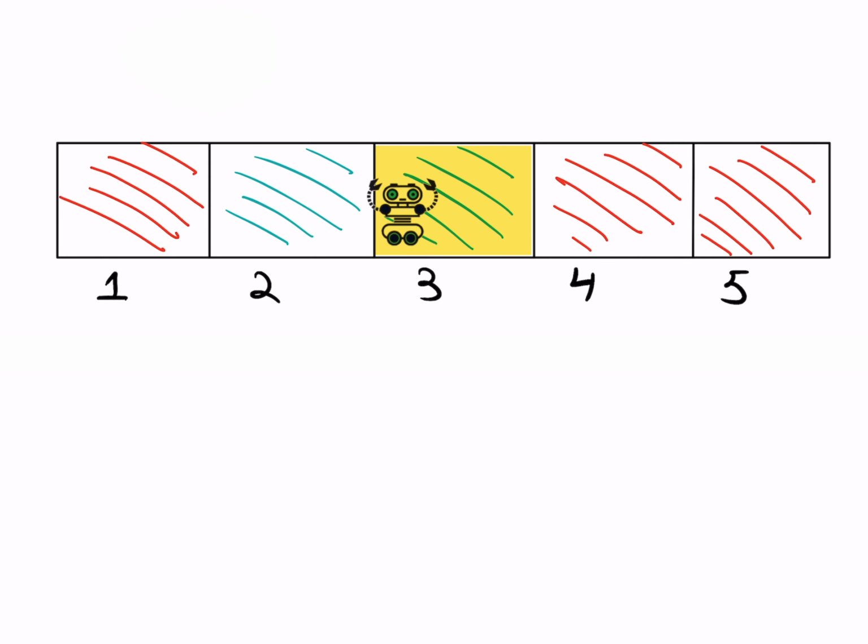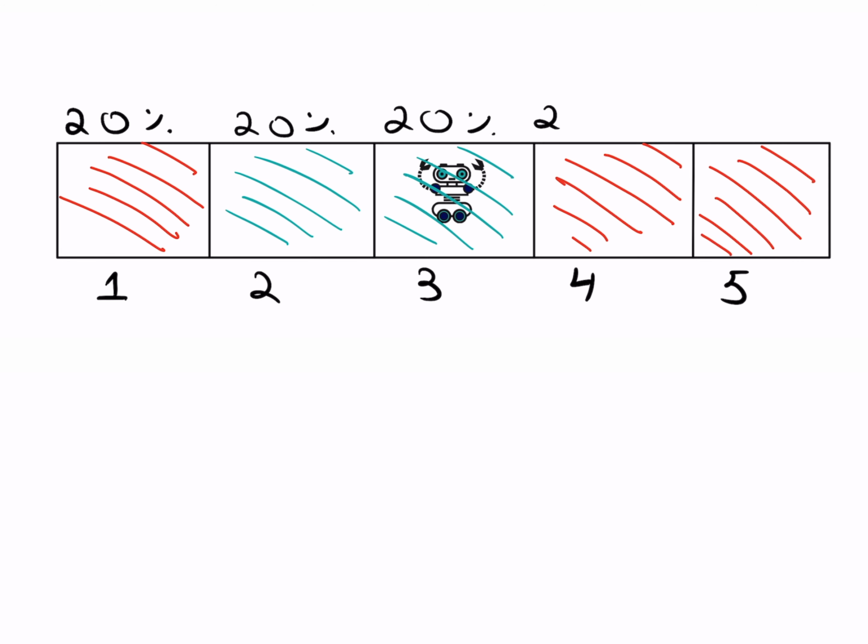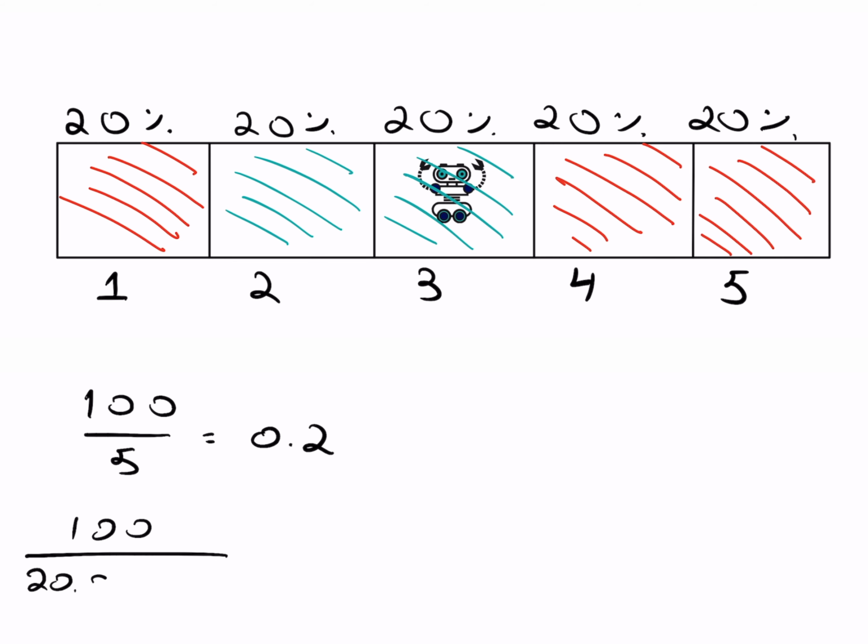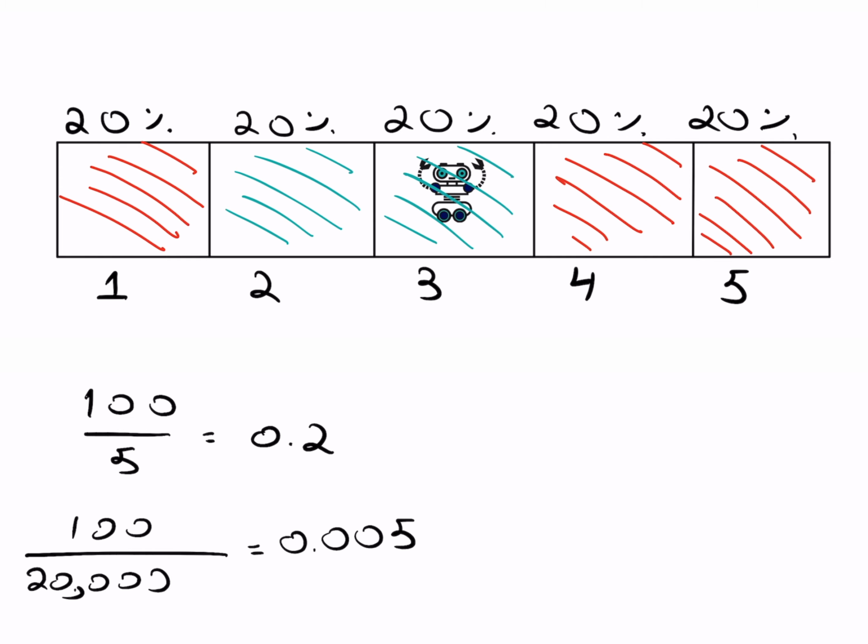So let's assume that I have no prior knowledge whatsoever. What is the probability that the car is located next to bin 1, for example? 20%. Why? If the car must be located somewhere in this one-dimensional world, and the world is divided into 5 bins, then each bin gets 100 divided by 5, which is 20%. And if I have 20,000 bins, then I would have to divide by 20,000.